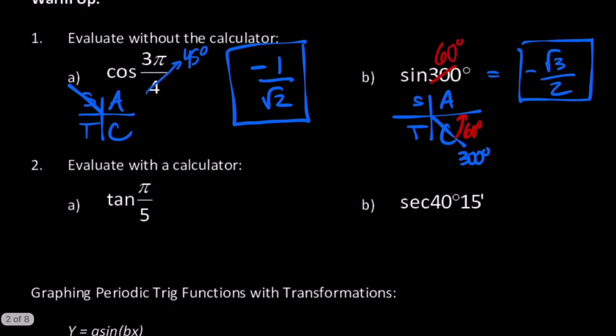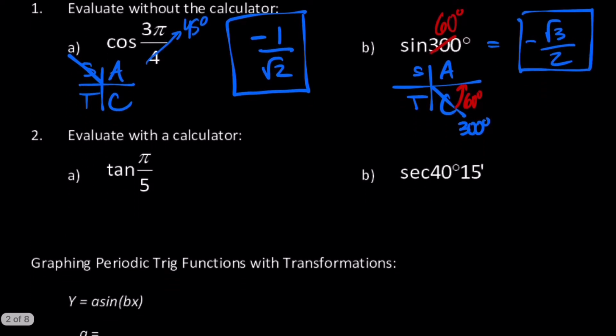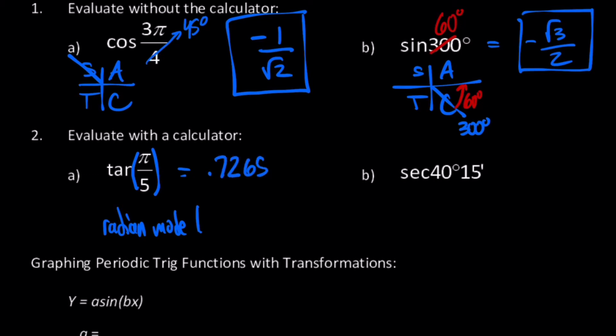The next two, we're going to use our calculator. The only minor difficulty here is you have to make sure you're in the appropriate mode. If I want to evaluate tangent pi over 5, I could put that right into the calculator. Just make sure you're in radian mode. Okay, so if you put that in the calculator in radian mode, I got 0.7265 rounded to the nearest 10,000th.